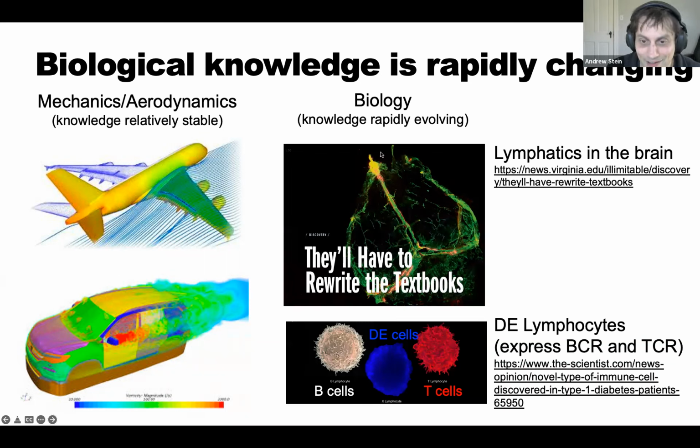When I put this talk together, I searched for the term "biology rewrite the textbooks" to see what came up. Here was a case of them discovering lymphatics in the brain, or here, in studying diabetes and trying to understand the immune system's role. Everybody knows about B cells and T cells, but then there are these DE cells that express both the B cell receptor and T cell receptor. And with things like the immune system, they're so complex, with so many cytokines being simultaneously inflammatory and anti-inflammatory, that as our knowledge changes and evolves, the predictions of our models will change and evolve too.